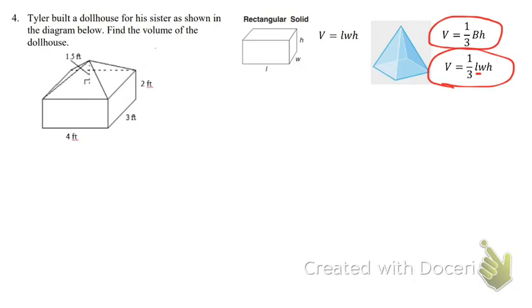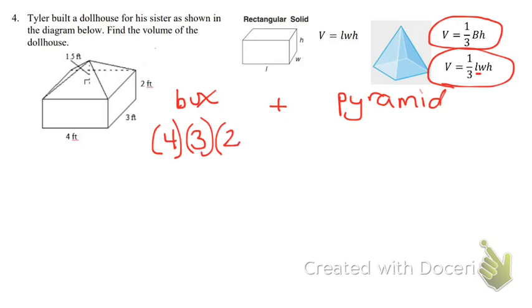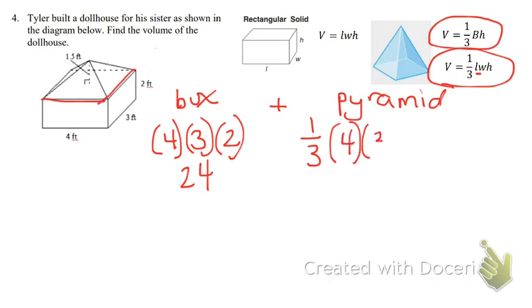All right, so I have the box plus the pyramid. The box is easy, length times width times height, so that's 4 times 3 times 2, which is 24. The pyramid, anything that comes to a point has a 1/3, so the pyramid is 1/3 area of the base, which is 4 times 3, times the height of the pyramid, which is 1.5.